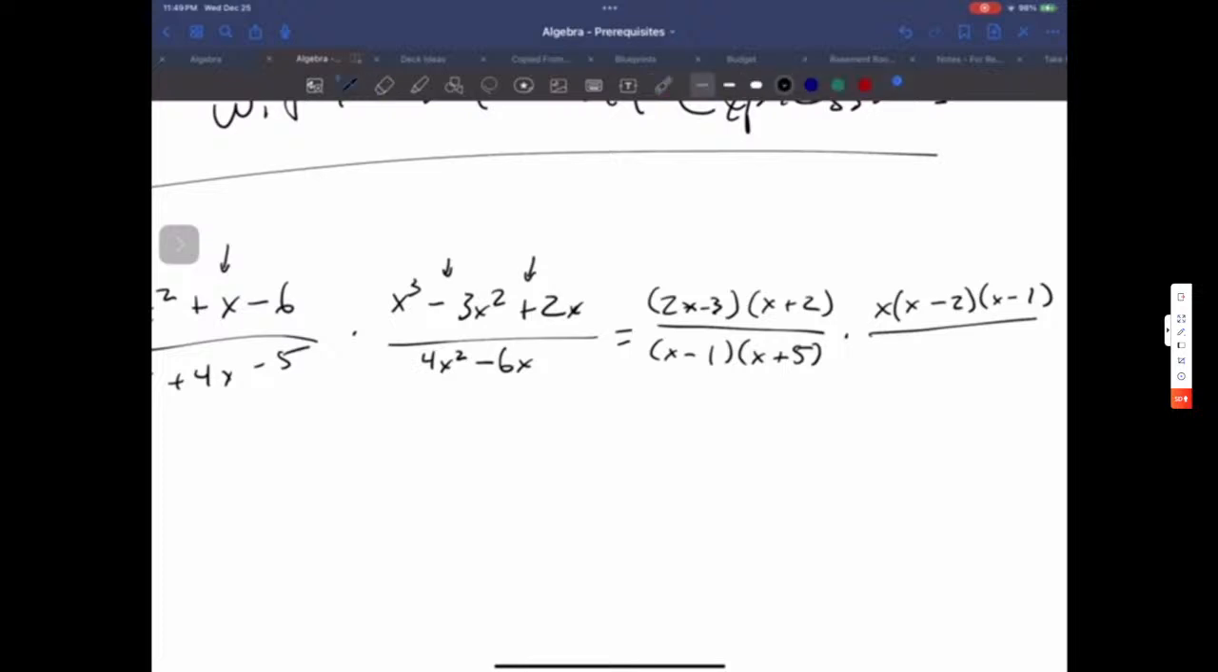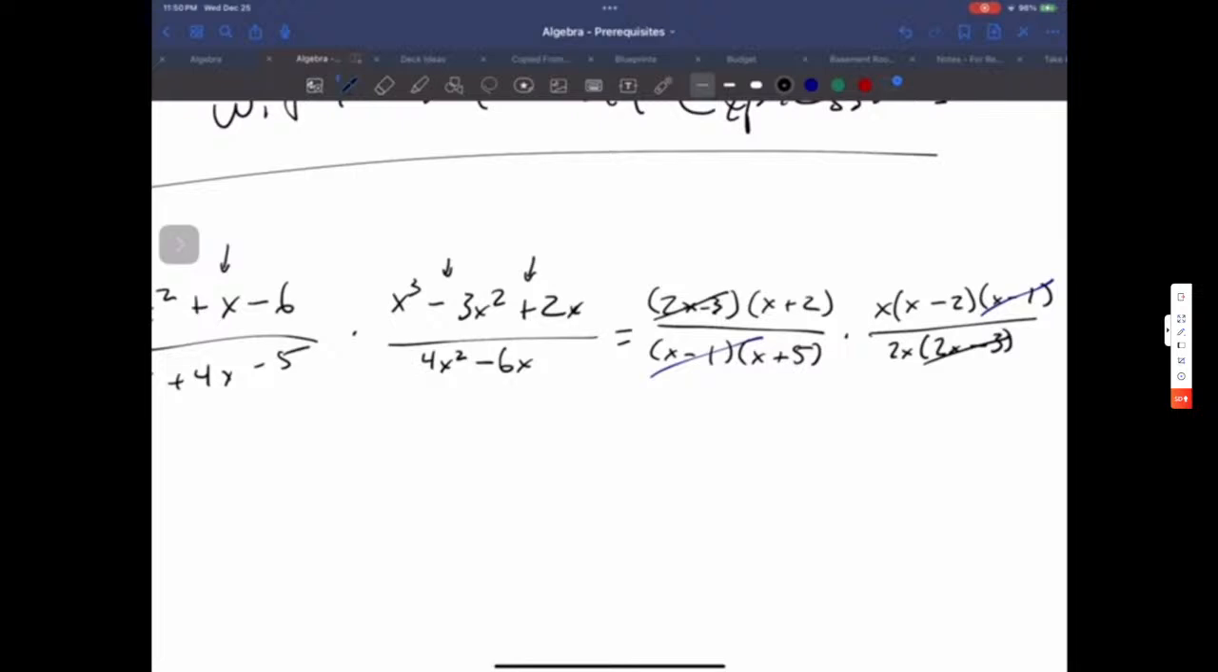Then we have on the bottom a simple 4x squared minus 6x. So if you factor out a 2x from that, you get 2x times 2x minus 3, which will give us 4x squared minus 6x. So here we can see that that will cancel out with that. This x minus 1 will cancel out. In fact, I like to use different colors, so this x minus 1 will cancel out with this x minus 1. It may not show up as that blue, but one was black and one was blue. And then the others are fine.